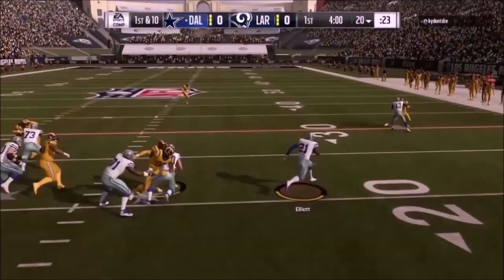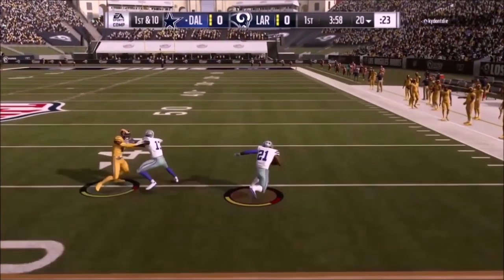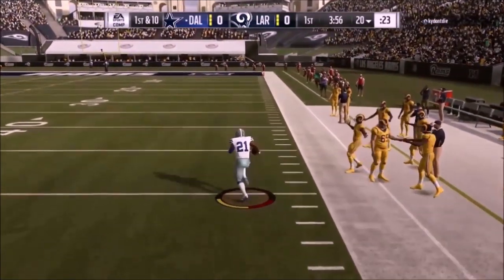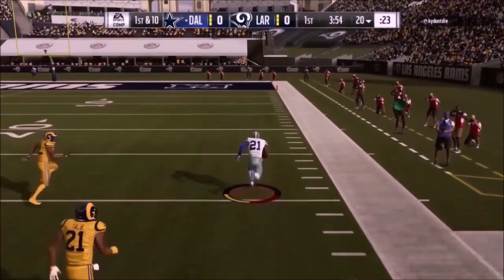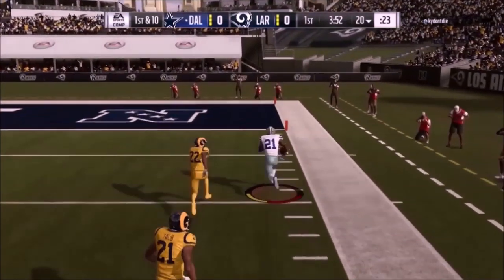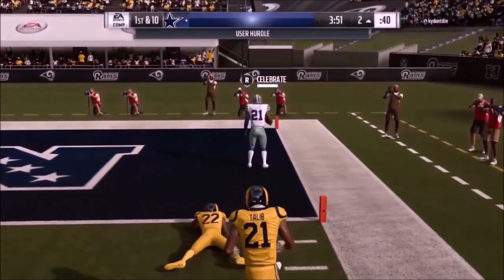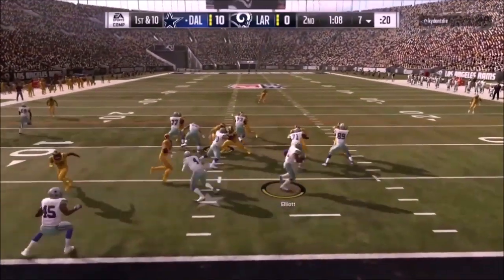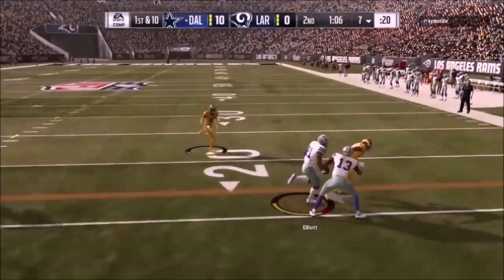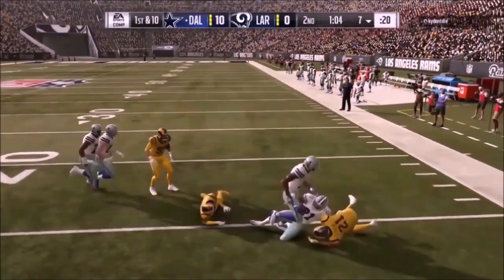Here again, triple option. Made one quick move, just like that, and I was gone. Of the two, the triple option is a better run, but run together, they are deadly.